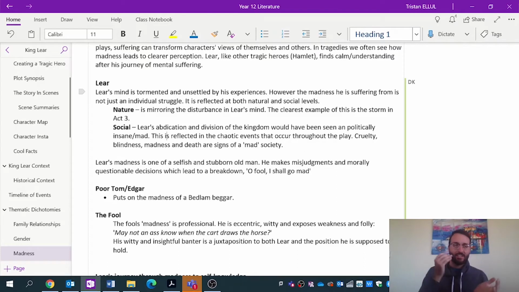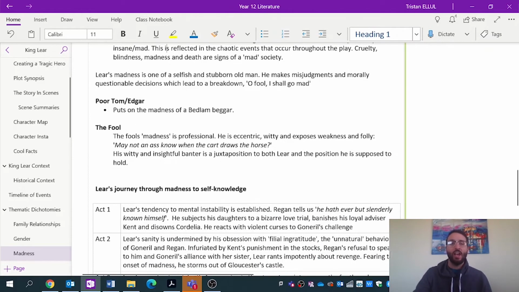The fact that in King Lear making these decisions that are based on his madness, it leads to chaos in society and the breaking down of the social structures in society. Society falling apart and society too turning mad. And Lear's madness is one of a selfish and stubborn old man. He makes misjudgments and morally questionable decisions, which lead to a breakdown.